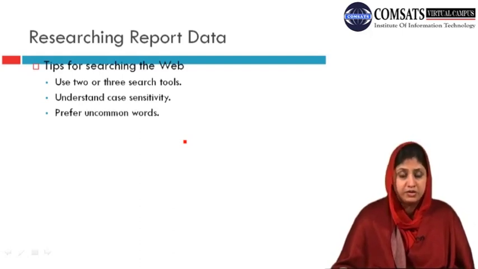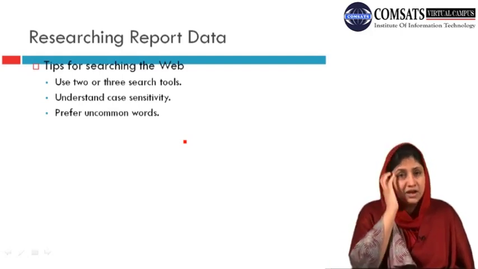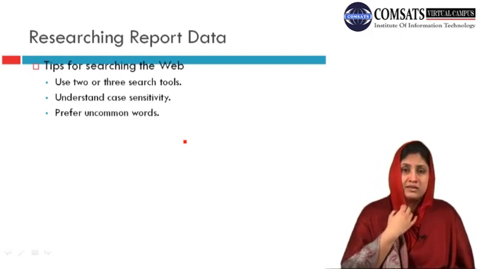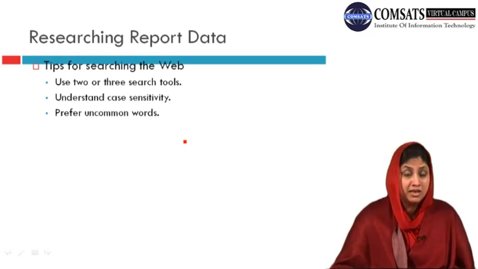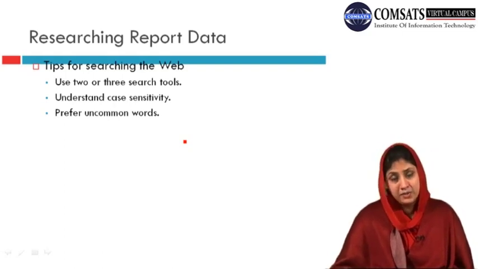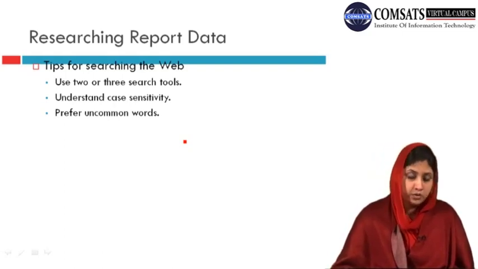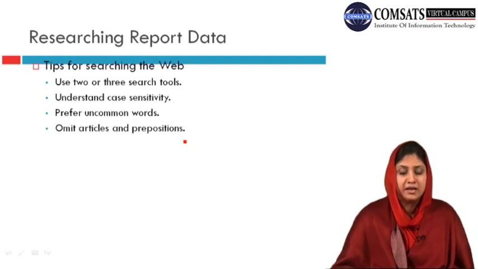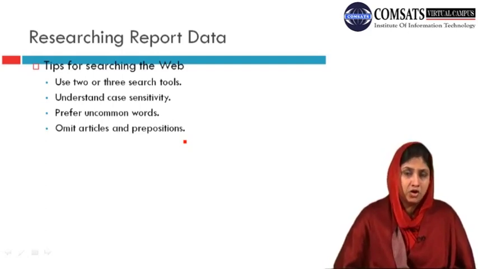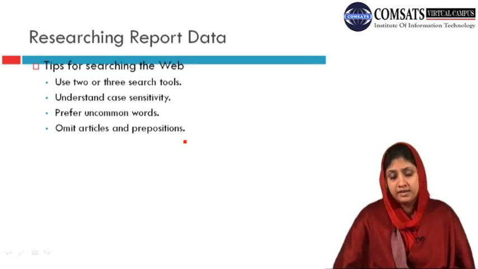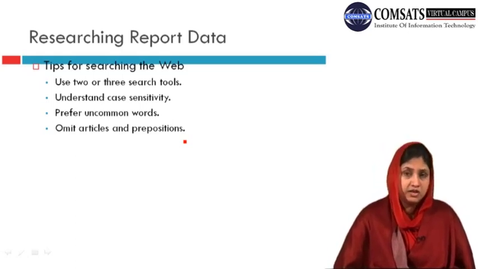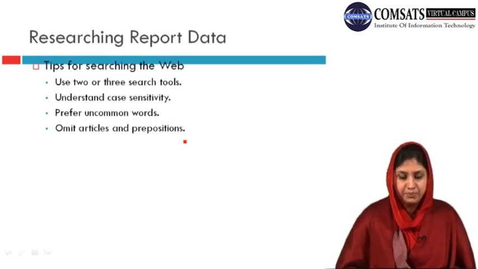You prefer uncommon words, and try to look into what is different that makes them uncommon, and that may take you deeper into that context, which again lets you decide whether you need to include or exclude it. You omit articles and prepositions when you are doing your web search. You can search by a word that is uncommon, omit articles like the, a, an, or prepositions, and look for the main words in your search.